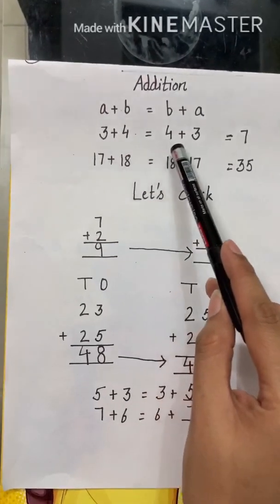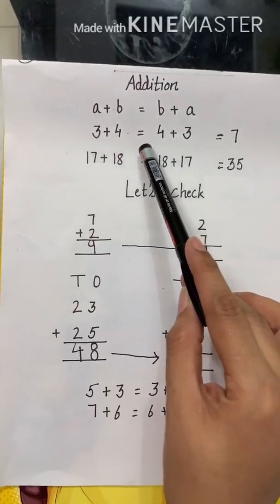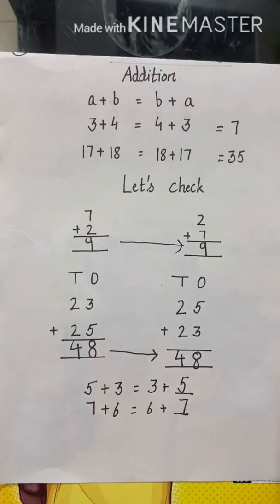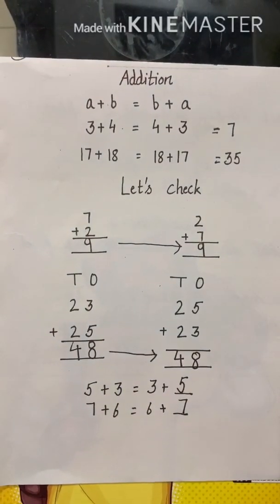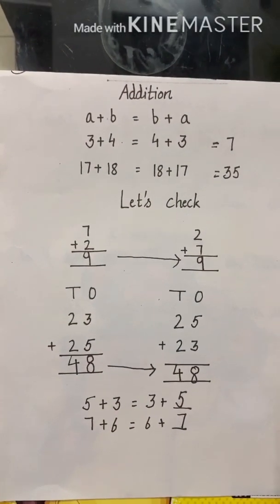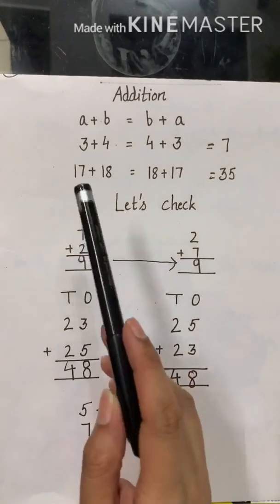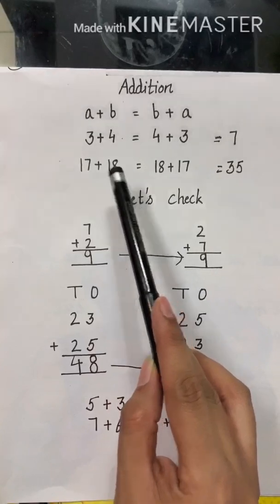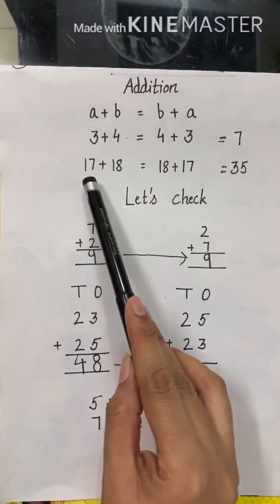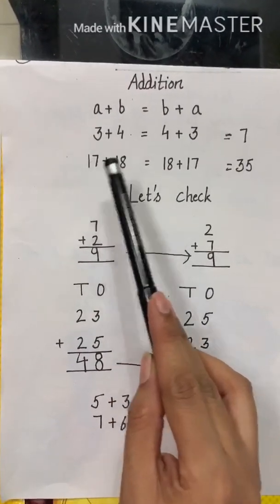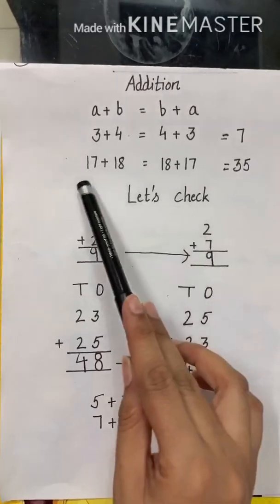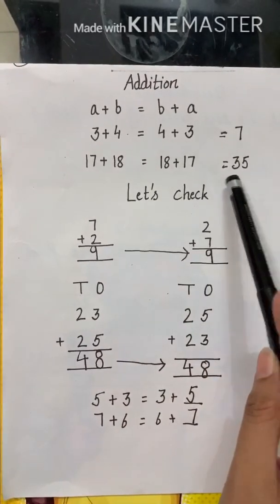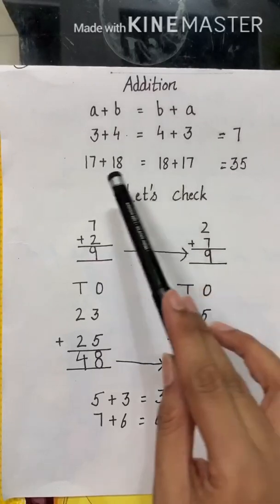And this is true not only in the smaller numbers but in the bigger numbers also. As big as you can take, there will be the same thing, same process. If I am going to add 17 and 18, these are the two numbers. So if I write 17 first and then 18, or I interchange their places, there will not be any change in the answer. My answer will be the same.